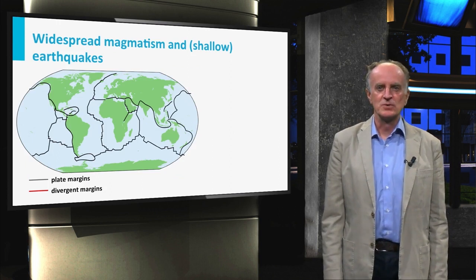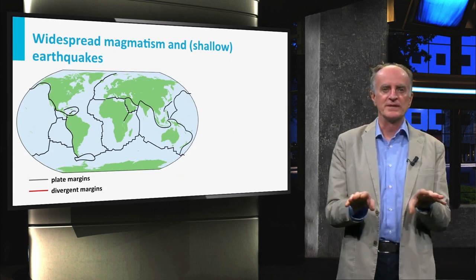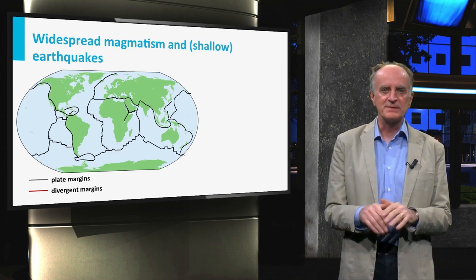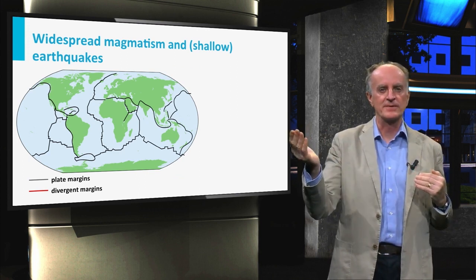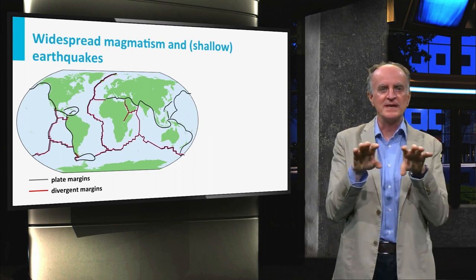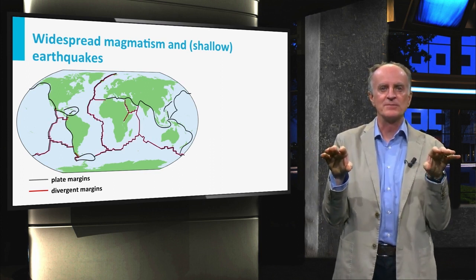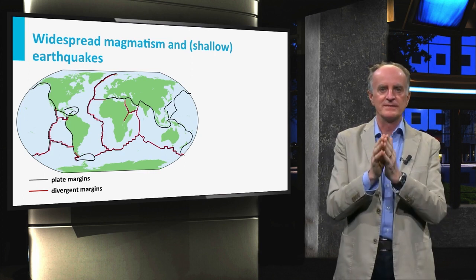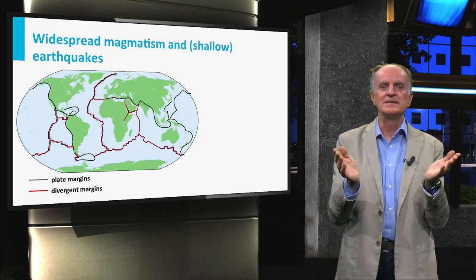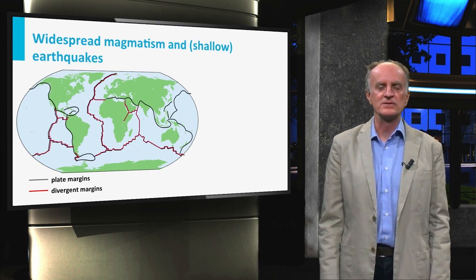Divergent margins form a belt of submarine ridges thousands of kilometers long across the entire Earth. The space created by the movements of the two plates away from each other is filled with new magma from the asthenosphere. Volcanism is indeed one of the characteristics of oceanic ridges.